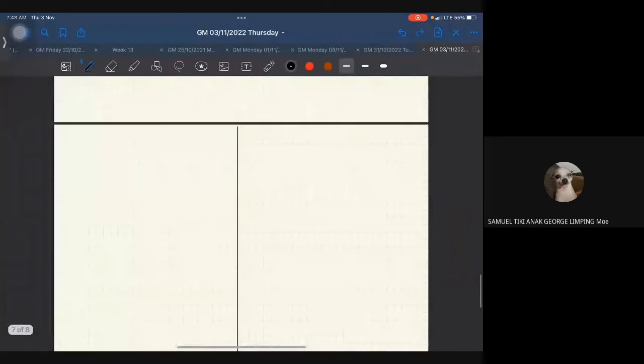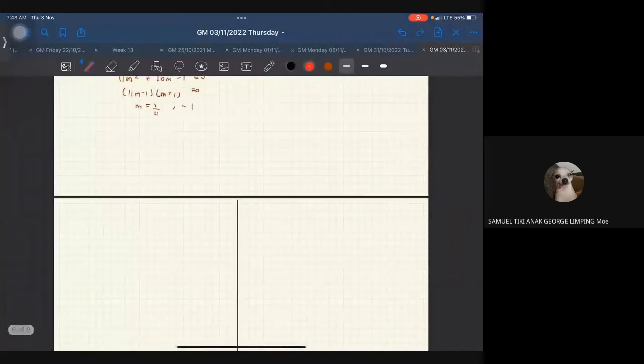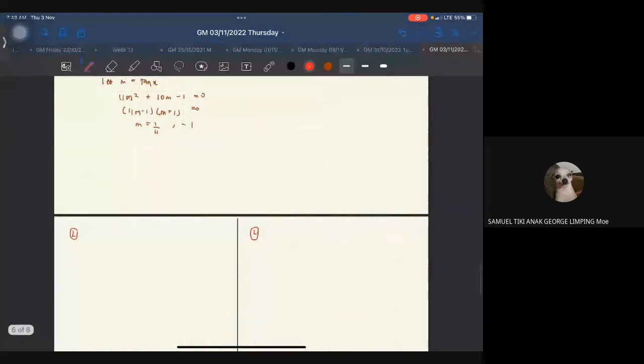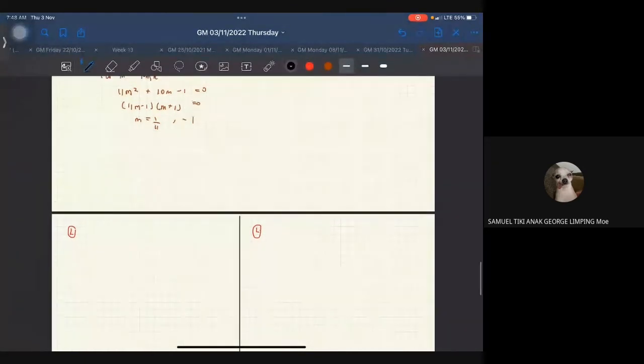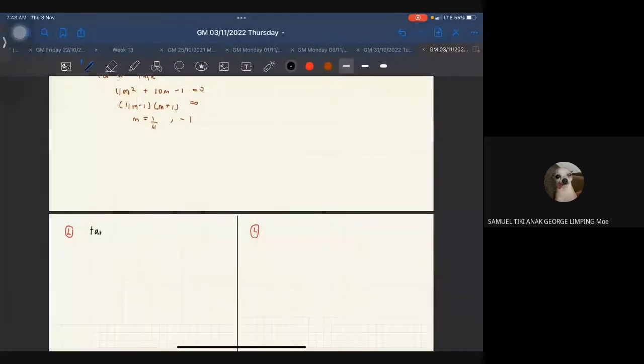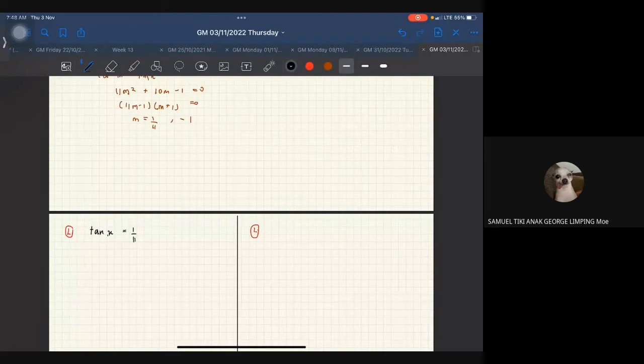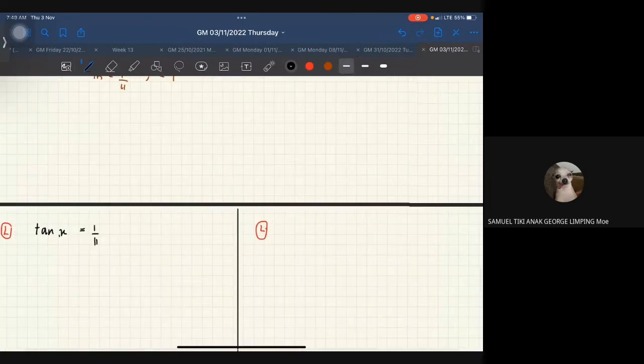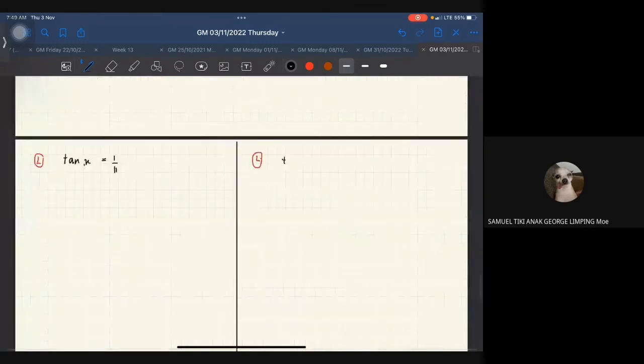Okay, so the first step saya tulis L dulu, which is linear. Okay, so belah kanan bersama saya buat linear. Okay, and then I have m is equals to 1 over 11. My m is tangent x. So the left part is tan x equals to 1 over 11. Okay, and then the right part is tangent x equals to 1.